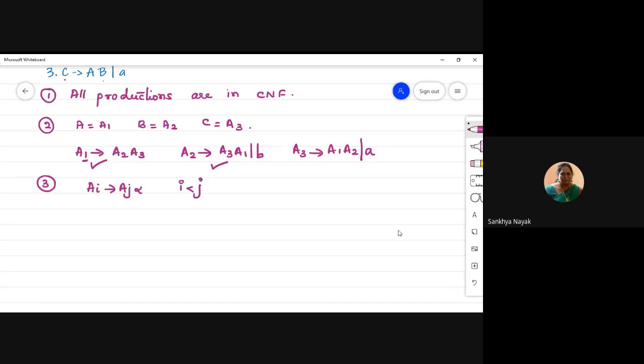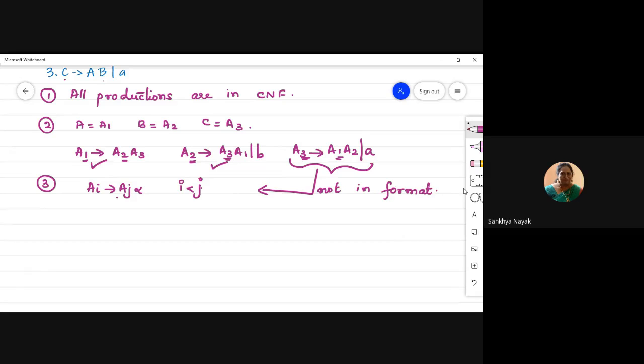So here you have 1 and 2. It's already in this format. Here you have 2 and 3. It's already in this format. Only this one is not in format because 3 is greater than 1. Correct? This one is not in format.